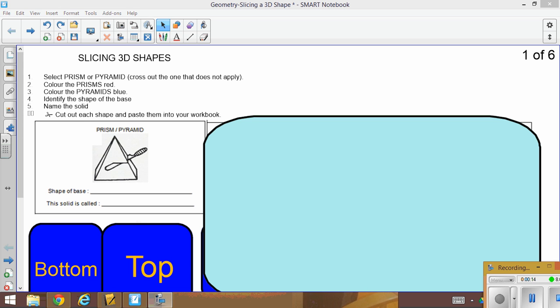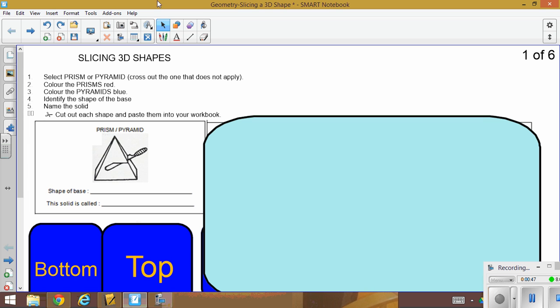So what we're going to do, if you take a look at the instructions, we're going to determine if the shape is a prism or a pyramid. And then once we cut the shape in half, down the middle somewhere, we're going to take a look and see what the two pieces separately are called. So if we take a look at the example in front of you, if I take the knife and cut this shape right in the middle, what kind of pieces would we have?